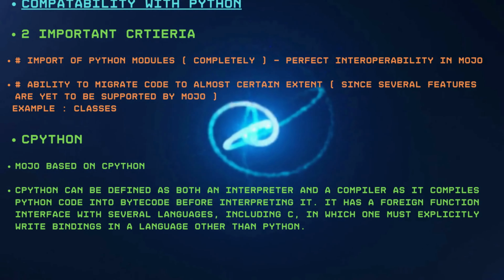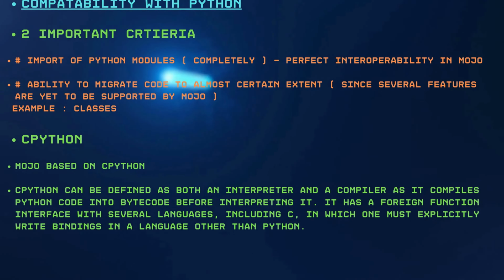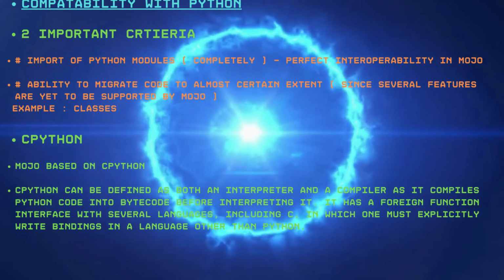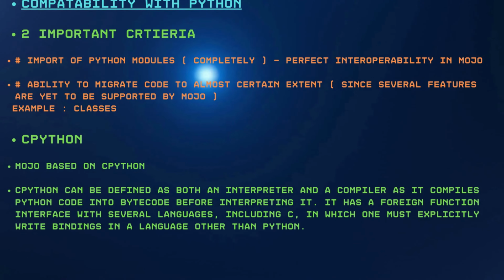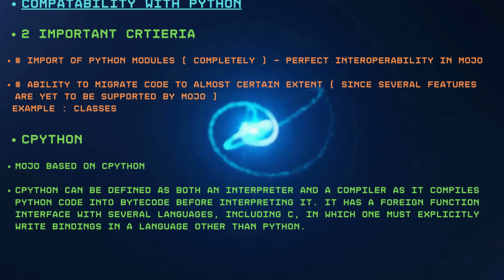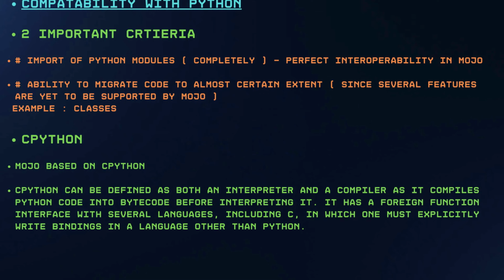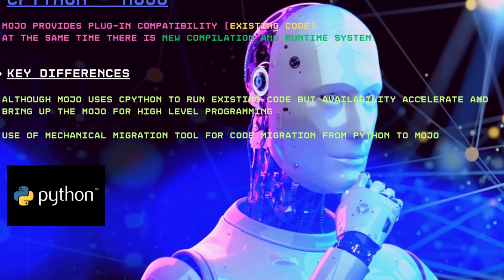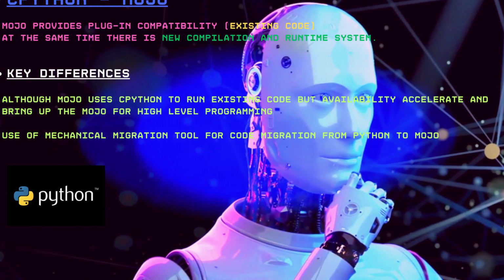CPython can be defined as both an interpreter and a compiler, as it compiles Python code into bytecode before interpreting it. It has a foreign function interface with several languages, including C, in which one must explicitly write bindings in a language other than Python. CPython and Mojo: Mojo provides plug-in compatibility with existing code. At the same time, there is a new compilation and runtime system.